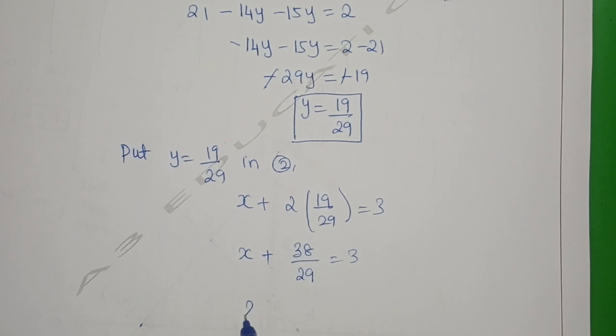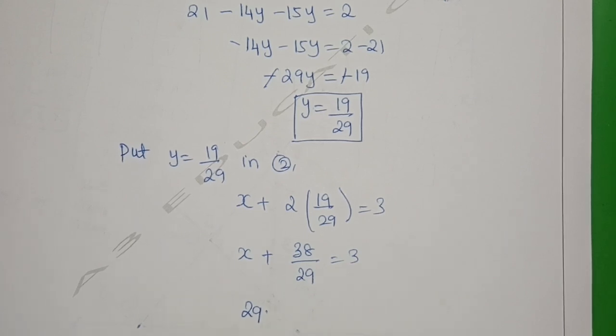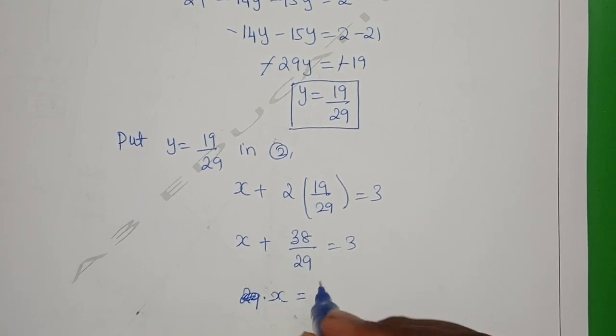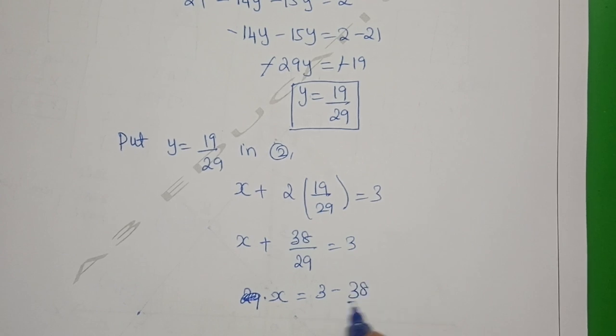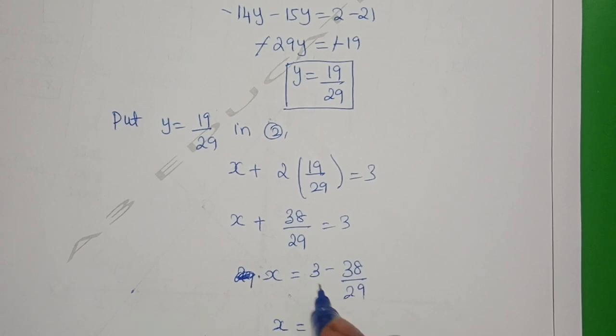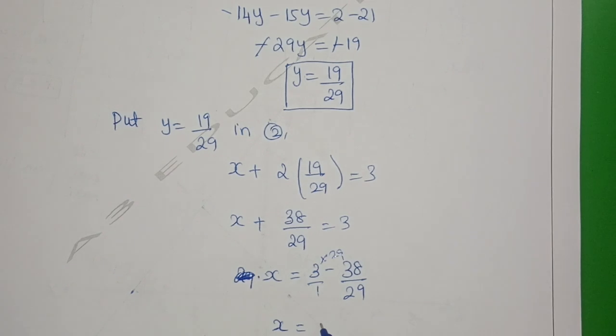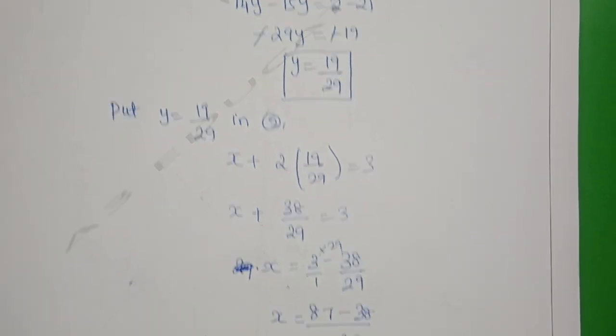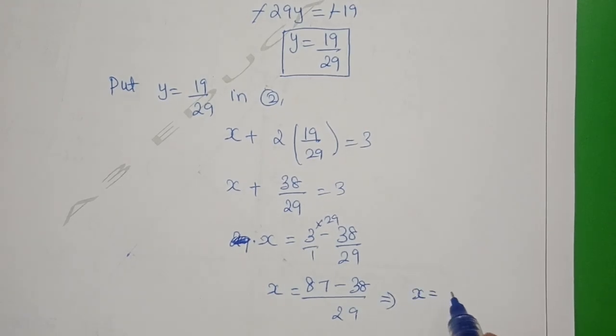LCM 29. Instead of taking LCM, we will take this to the other side: 3 minus 38 by 29. x is equal to, multiply by the LCM now, 3 by 1, therefore into 29. 3 into 29, which is 87, minus 38, divided by 29. So x is equal to 49 by 29.